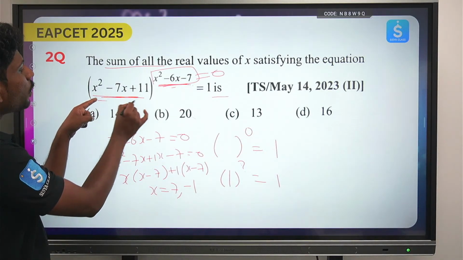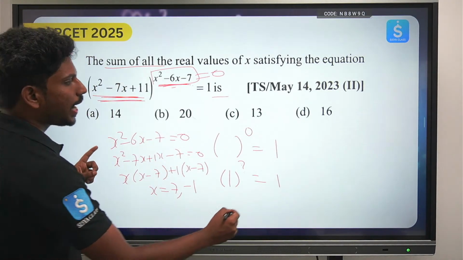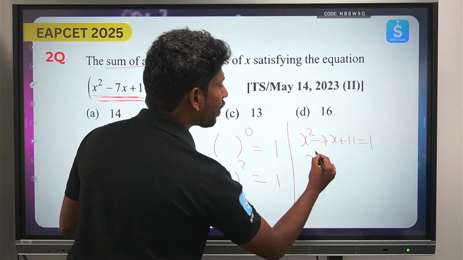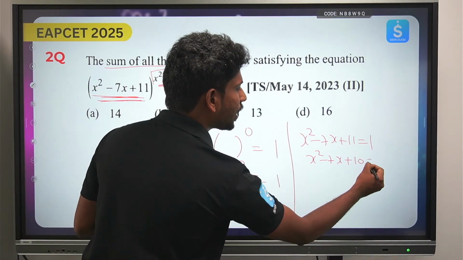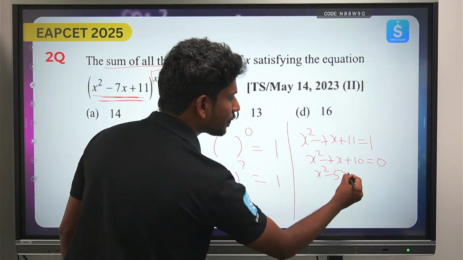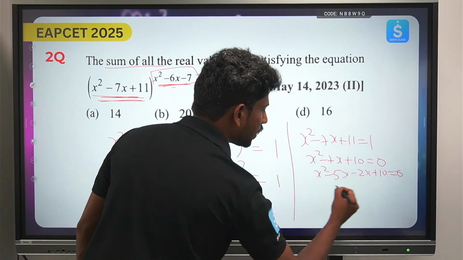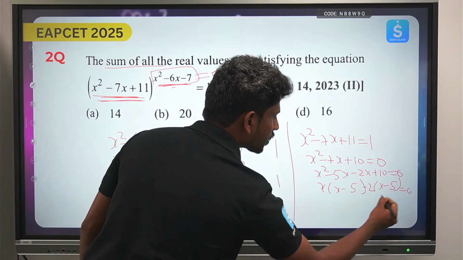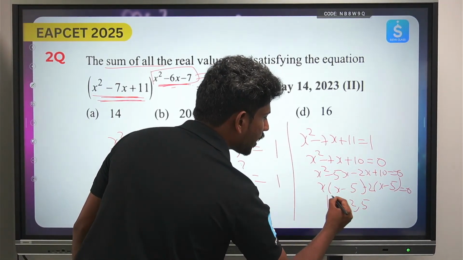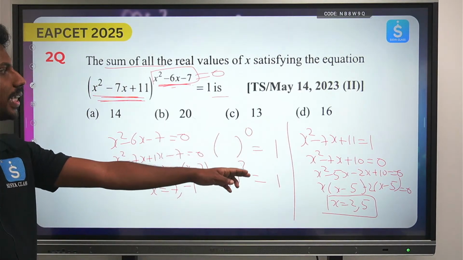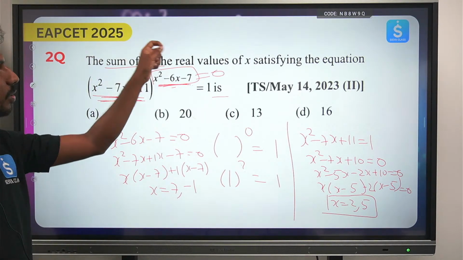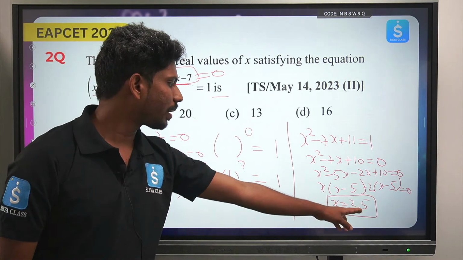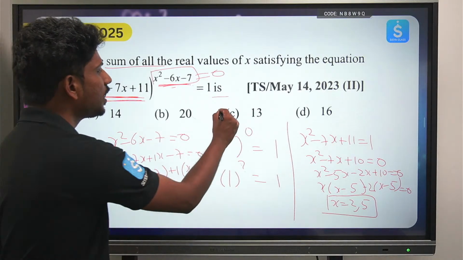The next one is equating the base to 1, that is x square minus 7x plus 11 equals 1. So we have x square minus 7x plus 10 equals 0. From here, split the middle term: x into x minus 5 minus 2 times x minus 5, so we have x equals 2 comma 5. So we have totally four possibilities that the left hand side could give rise to 1: 7, minus 1, 2, 5. Just add everything: 5 plus 2 is 7, 7 plus 7 is 14, 14 minus 1 is 13. The answer is C.